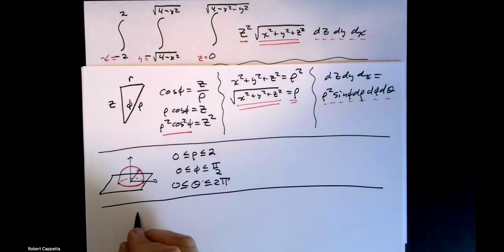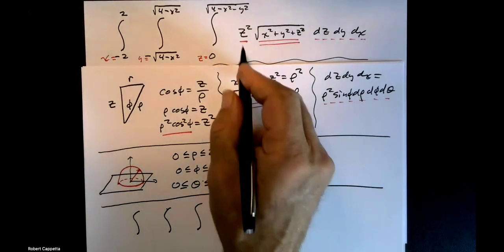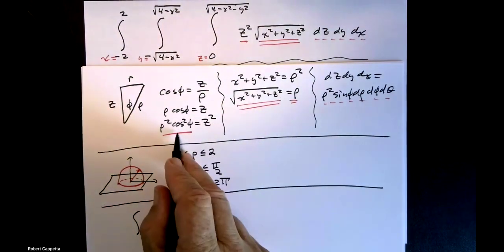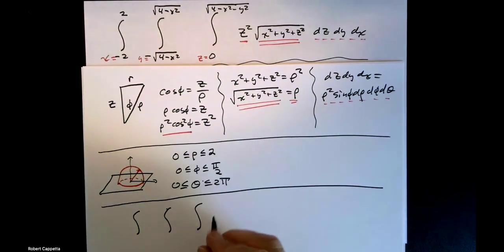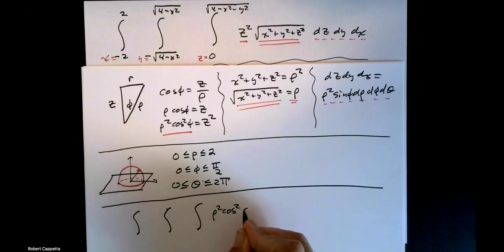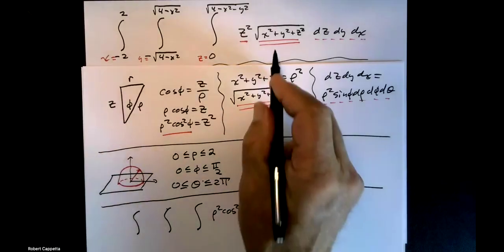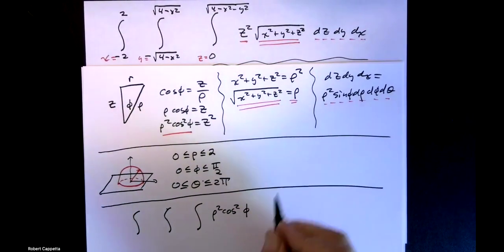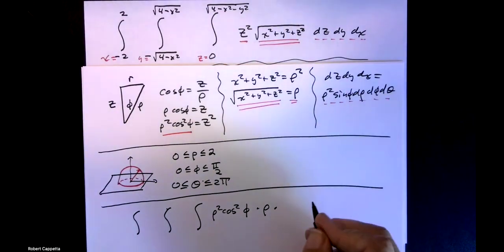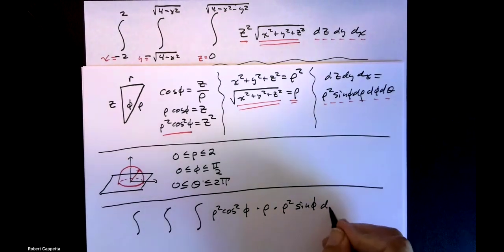So our endpoints are here. Z squared we said was rho squared cos squared phi. So put in rho squared cos squared phi. Root x squared plus y squared plus z squared just turned into rho. And dz, dy, dx turned into rho squared sine phi d rho d phi d theta.